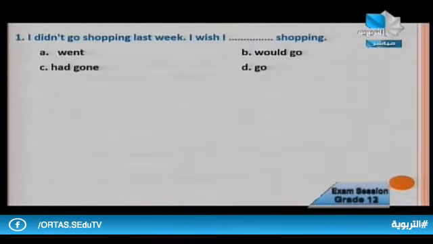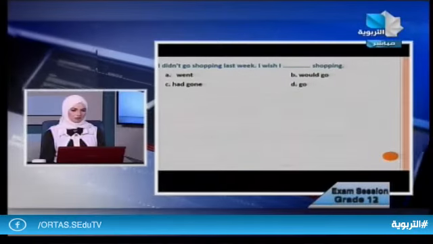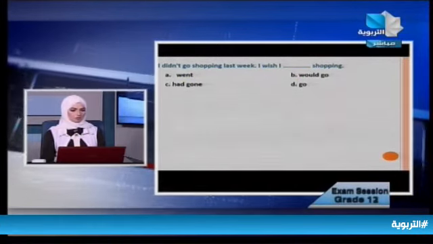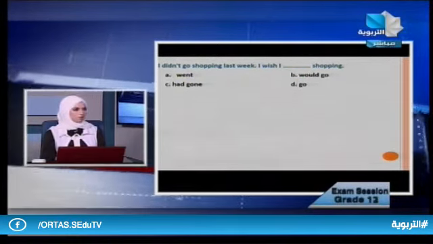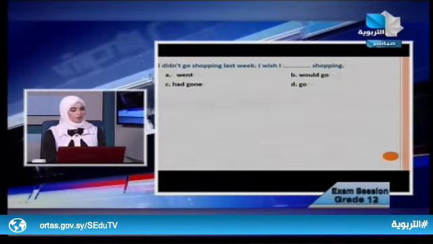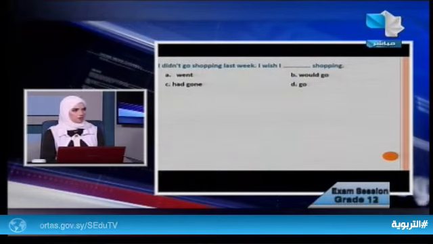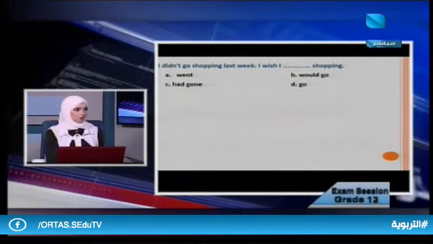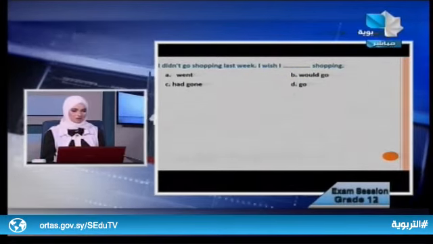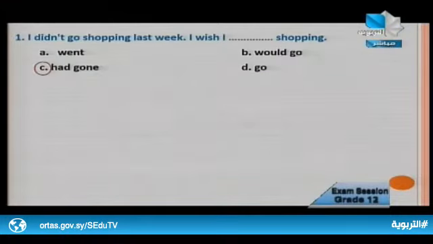The first sentence: I didn't go shopping last week. I wish I went, would go, had gone, or go shopping. Here, students must identify the tense of the main clause. We have it in the past simple. So when we wish about a past situation, it is a wish. We are regretting a past situation, so we have to use past perfect here. I wish I had gone shopping. Good. Thank you very much.